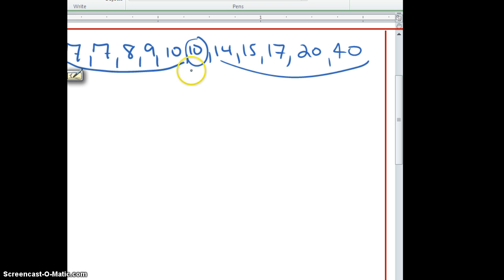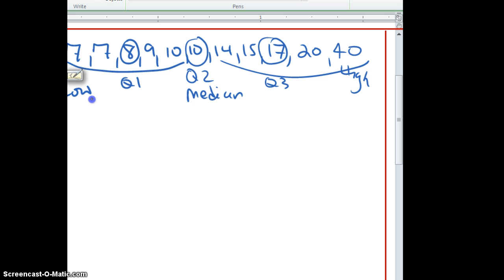All right, so this is what we would call Q2. This is your median, and that's going to be the middle line in your rectangle. Then you find the middle of the bottom part. So there's my Q1. And then the middle of the top part, so there's my Q3. Here's my high, and here's my low. And that's all you need to make a box plot.